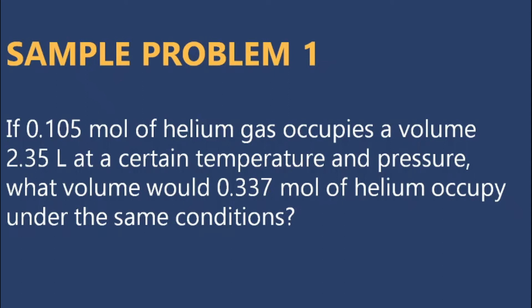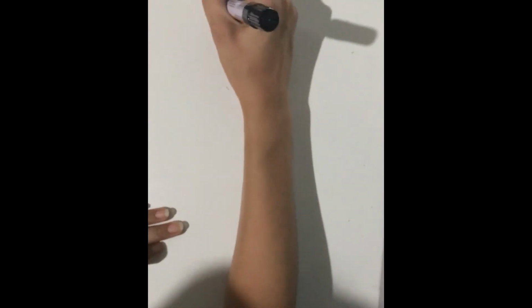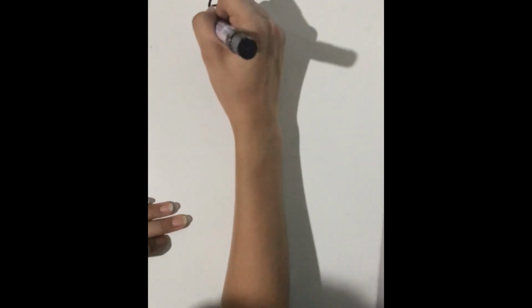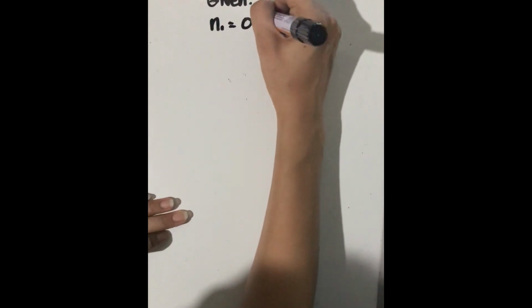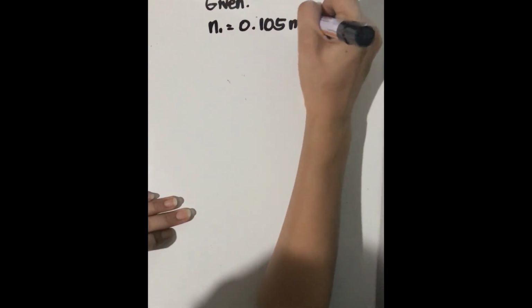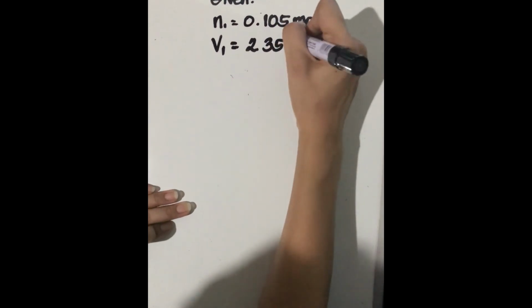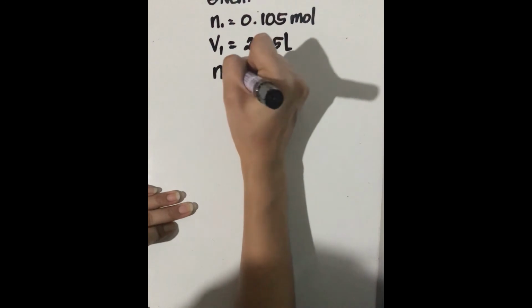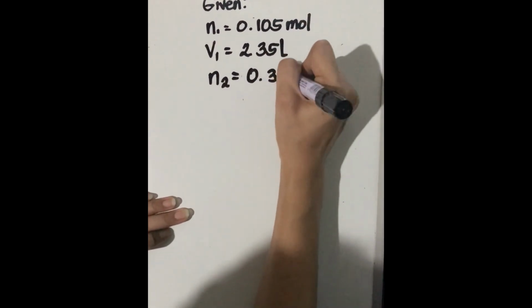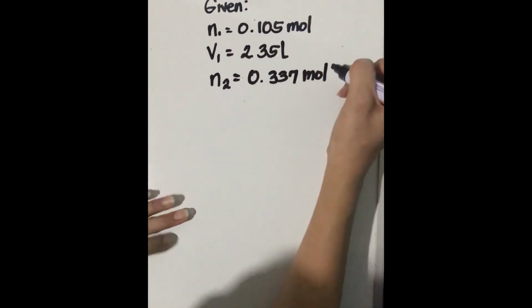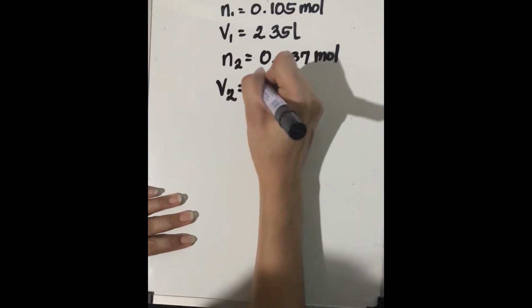If 0.105 moles of helium gas occupies a volume of 2.35 liters at a certain temperature and pressure, what volume would 0.337 moles of helium occupy under the same conditions? So these are the given. We have N sub 1 is equal to 0.105 mole. V sub 1 is equal to 2.35 liters. N sub 2 is equal to 0.337 mole. And we're looking for the final volume.